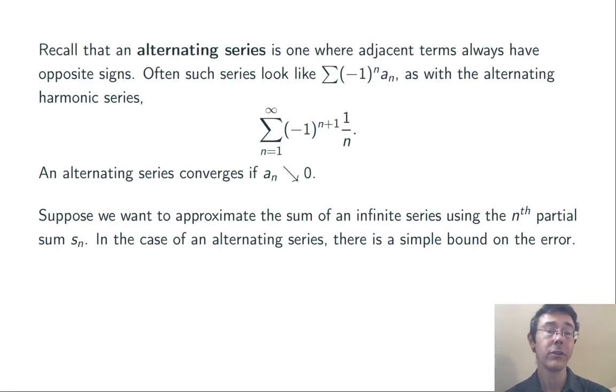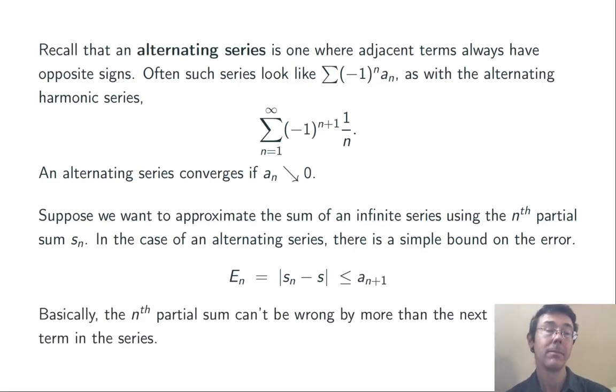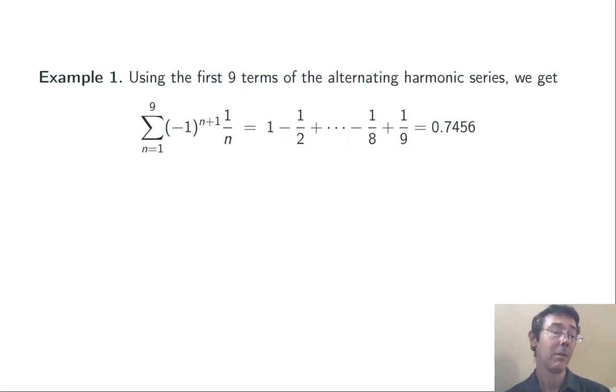In the case of an alternating series, there's a very simple formula for that. E_n, the error in the partial sum for doing just the first n terms of the series, is defined to be, of course, the absolute value of the difference between that partial sum and the overall sum. And in this case, it's going to be bounded no worse than the next term in the series. So if you take the first n terms, the error is going to be no worse than the n plus first term.